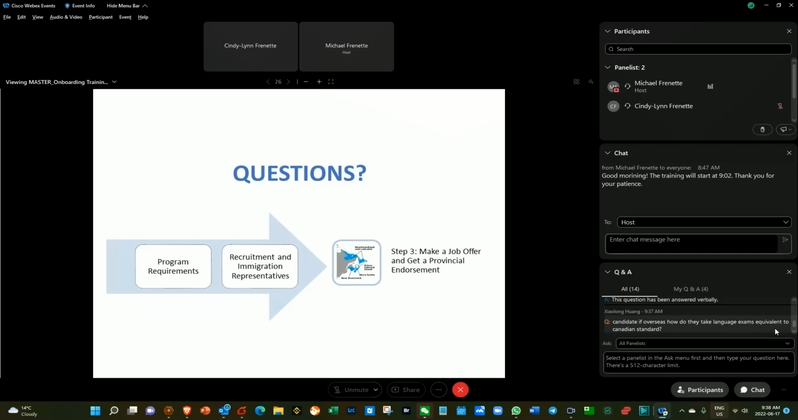So if the candidate is overseas, they're wondering about language testing. We'll talk about language testing a bit later on, but there's the option of doing the language test overseas as well. So there's some approved tests. Again, I'll cover that later on in the presentation. But as long as they take an approved IRCC test, it would equate to what we call the Canadian Language Benchmark. There's a conversion scale available on our website that would give you the conversion score based on the test that you took.